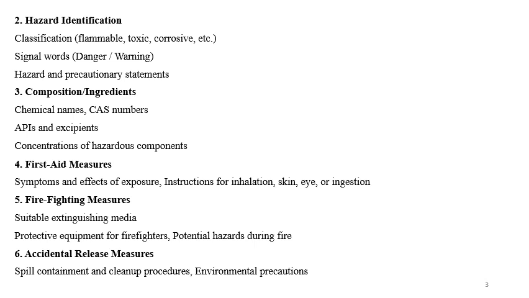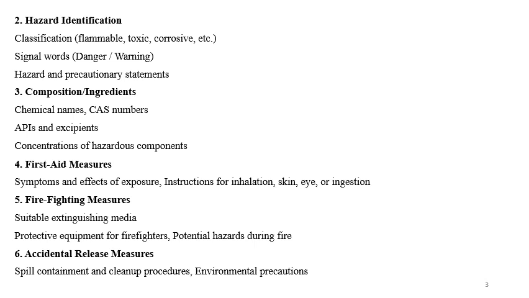Composition and ingredients include the information regarding chemical names, CAS numbers, APIs and the excipients, concentration of the hazardous components. First aid measures are included like symptoms and effect of exposure, instructions for inhalation, skin, eye or ingestion. Fire fighting measures are given, suitable extinguishing media, protective equipment for firefighters, potential hazards during fire. Then accidental release measures, so spill containment and cleanup procedures.